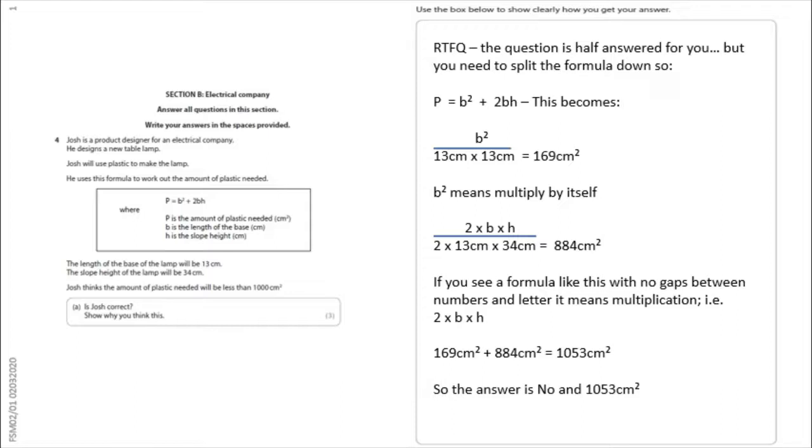Then we have that little plus sign in the middle. We have B squared plus 2BH, which means we're adding the B squared, which is 169 centimetres squared, to 2 times B times H, which is 884 centimetres squared. It comes out at 1,053 centimetres squared. There's our answer. So the answer is no, because 1,053 centimetres squared of plastic is going to be required.